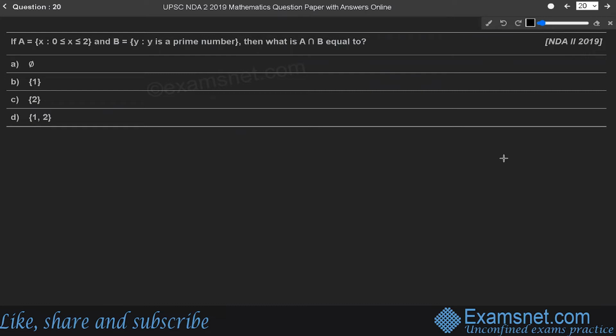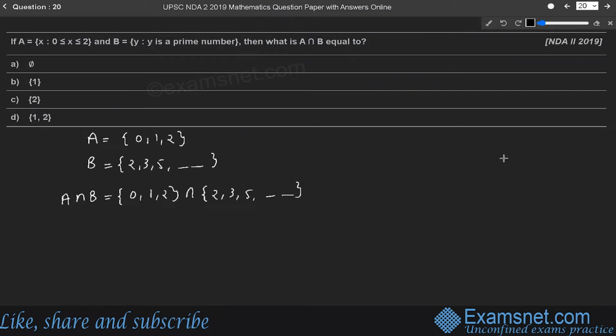It is given that A is equal to {0, 1, 2} and B is equal to {2, 3, 5, and so on}. Then A intersection B will be equal to {0, 1, 2} intersection {2, 3, 5, and so on}. So it will be equal to 2. Therefore, we can say that the correct answer is option C here.